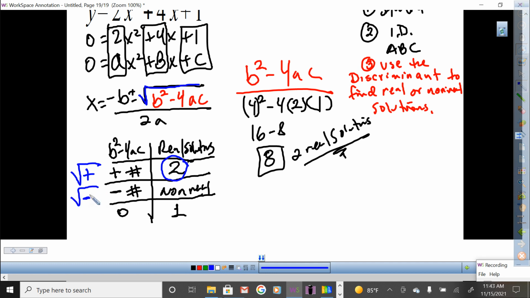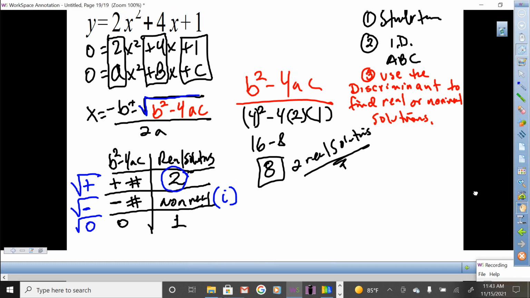How about this one? Square root of a negative. What kind of number is that? Imaginary. That's why it's non-real. Or in parentheses, i. Imaginary. Does that make sense? Yes? And the last one. What is square root of 0? That means we only get 1. It's not plus, minus. No, there's just 0. And that's pretty much it.